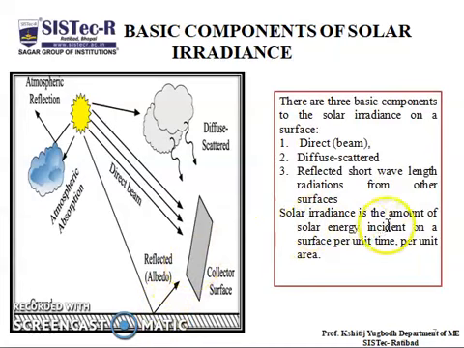So, solar irradiance is the amount of solar energy incident on a surface per unit time, per unit area. So this also depends upon whatever the components are there. If there are any impurities or any other objects between the solar radiations, then obviously the energy incident on any surface will be less.